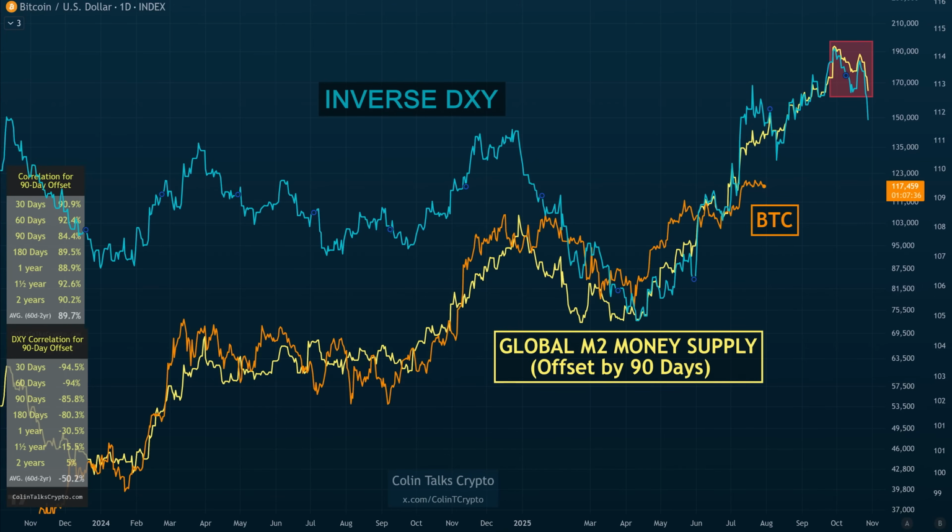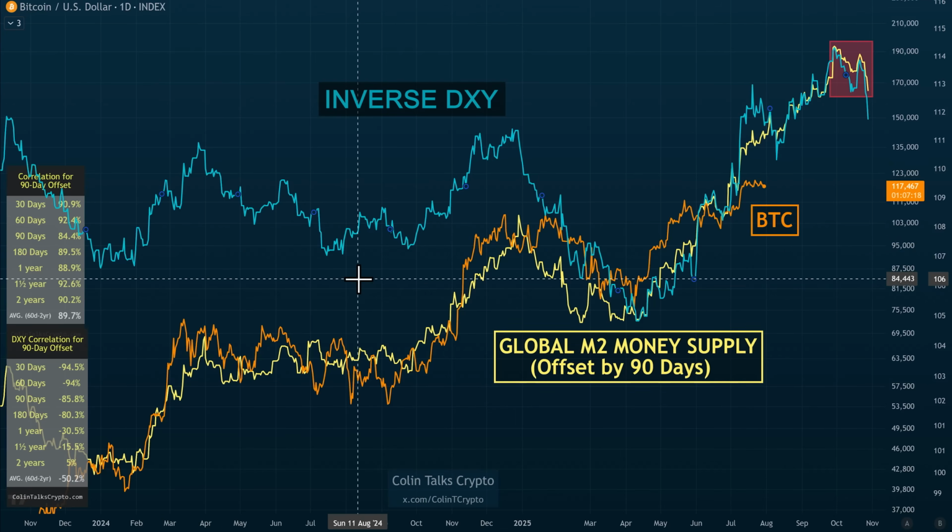But you can see how, look at that drop more recently. The inverse DXY had a bigger drop than even the global M2 line did. But it's always been like that. You can see from here to here, it's always more exaggerated. And if you go back, you can see how it's not as correlated.